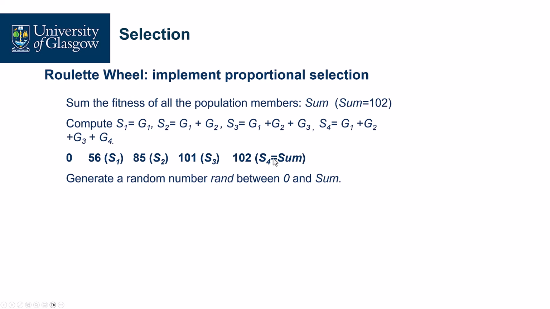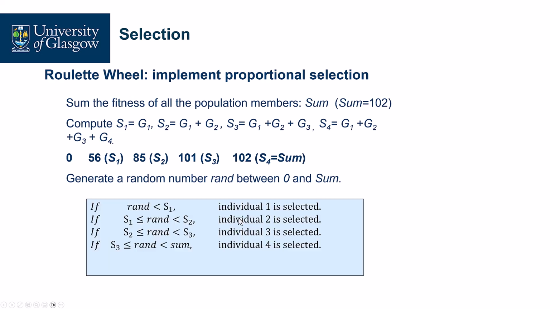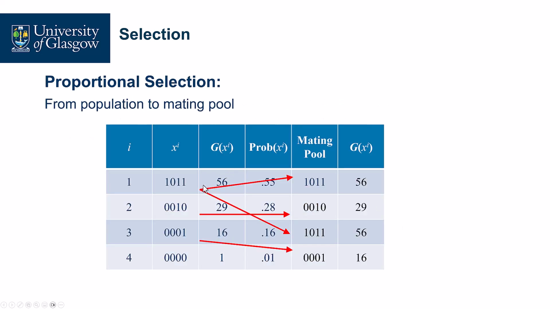Then we will generate a random number between 0 and the sum, right? If this random number is smaller than S1, individual 1 is selected. If it's between S1 and S2, individual 2 is selected, and so on. So the individuals are selected according to their proportion. Based on this, for the example, we found that this one was selected twice, and the last one was eliminated, and the other ones are selected once, right? So this is the result.